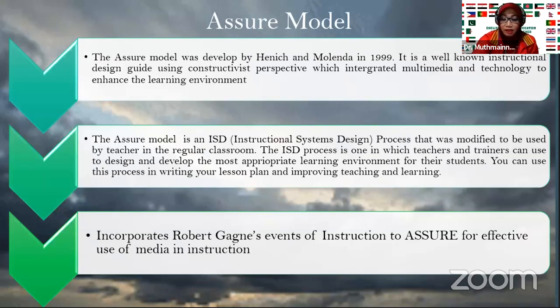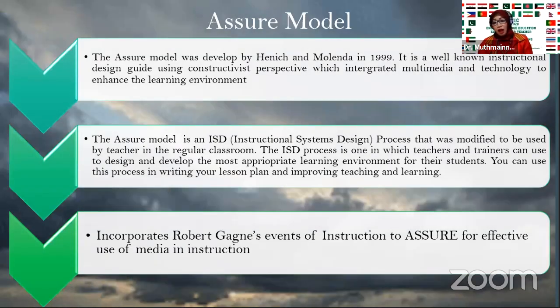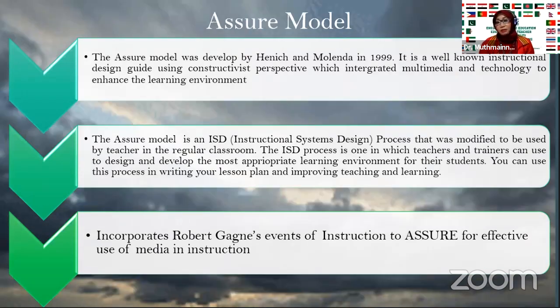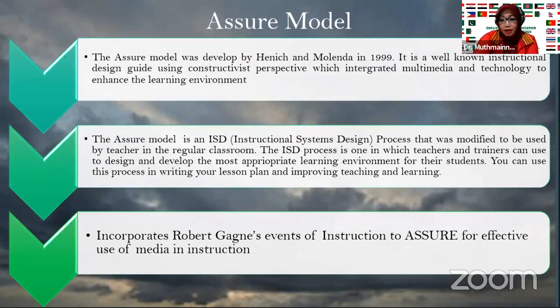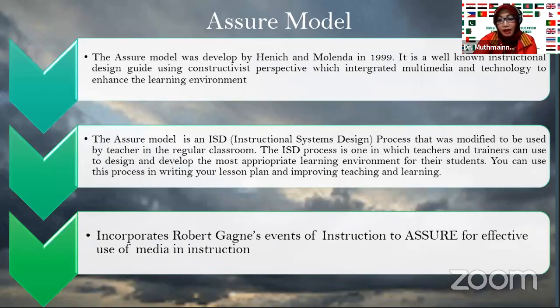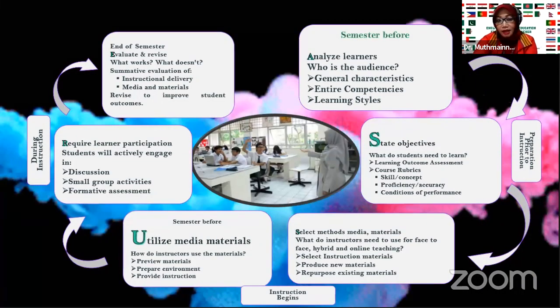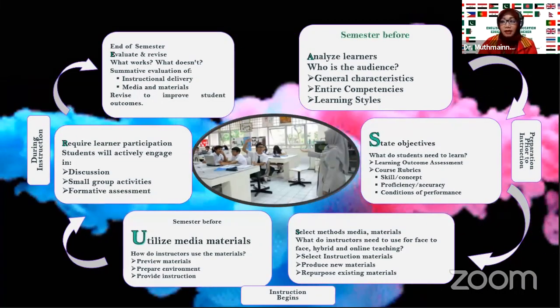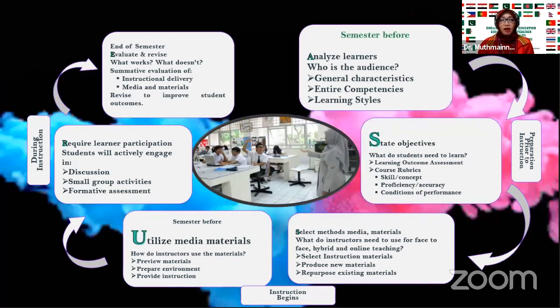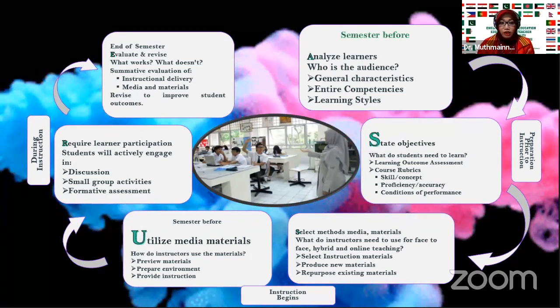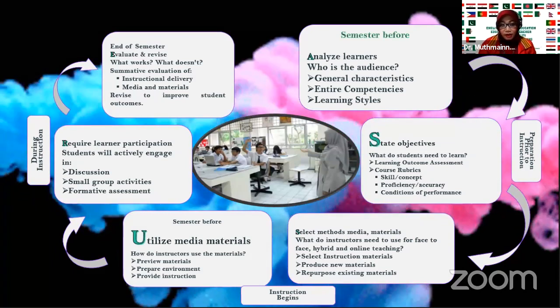Educational product here is not only about how to create a textbook or material, but also the interaction in the classroom. One of the methodologies supporting this is the ASSURE model, developed by Heinich and Molenda. There are 6 steps: analyze learner, state objectives, select method, media and material, utilize media and material in the class, and require learner participation. This is for a student-centered learning approach, and the last one is evaluation.